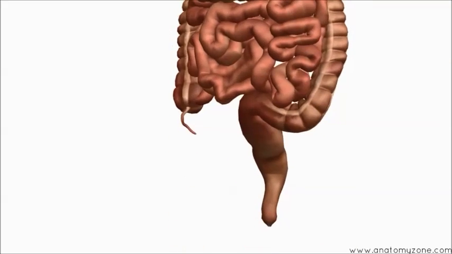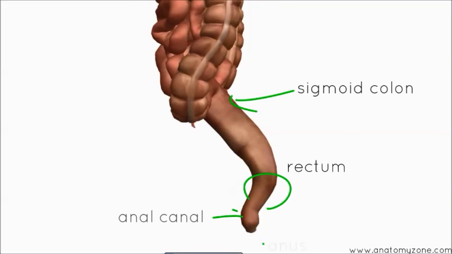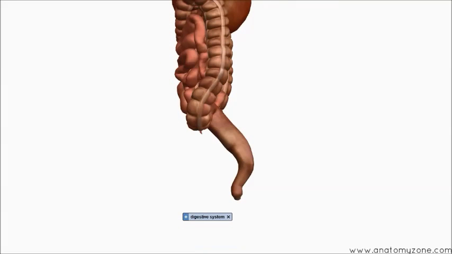So after the sigmoid colon, you've got the rectum, and then you've got the anal canal and the anus right at the end. The rectum serves as a sort of temporary holding site for feces, and then the feces is expelled through the rectum into the anal canal, and then it exits the body through the anus. Intra-abdominal pressure is increased to force out the feces from the rectum and into the anal canal, and finally out of the anus. So the anus is the opposite end of the mouth. It's the exit of the digestive tract.